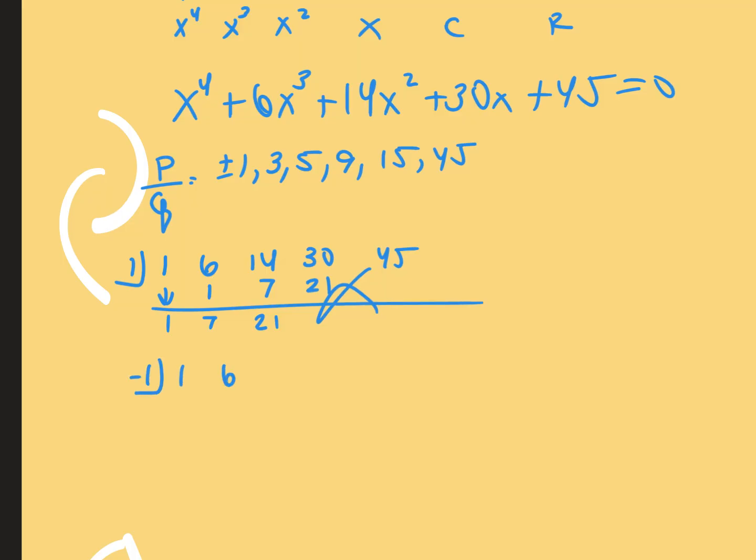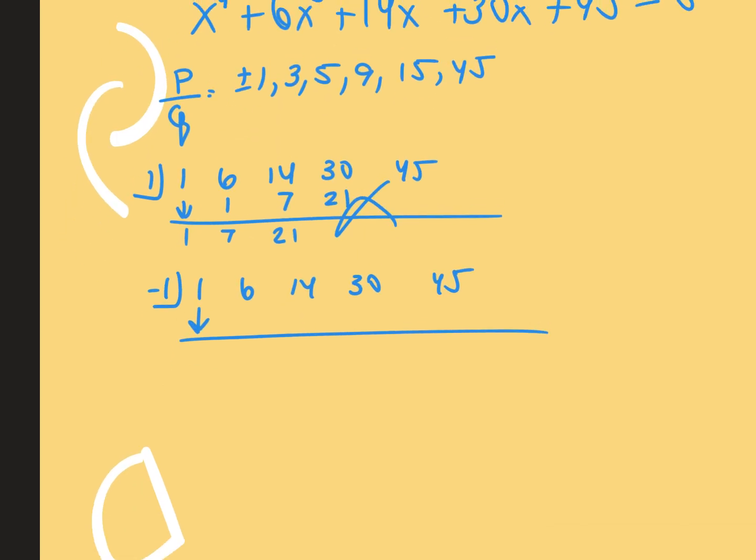So 1, 6, 14, 30, 45. I told you guys yesterday, after you did this a bunch, you get to where it's pretty fluid. Bring down your 1. 1 times negative 1, negative 1. 6 and negative 1 is 5. 5 and negative 1 is negative 5. 14 and negative 5, 9. 9 times negative 1. 30 minus 9. Is this going to work? Okay, scratch it. Go to 3.